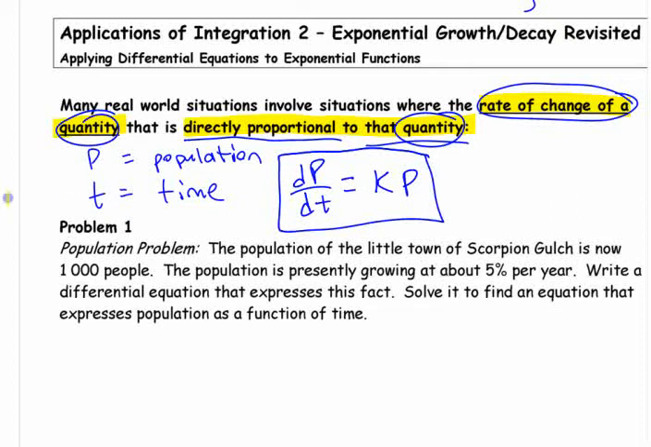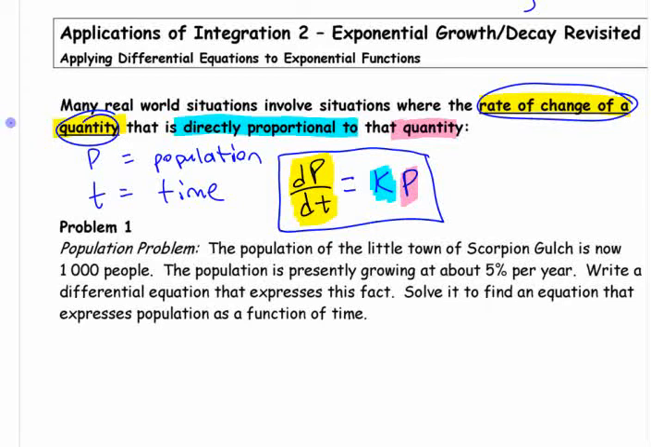The rate of change of a quantity, maybe let's color code it here. This is the rate of change of that quantity we're talking about. Directly proportional to, some multiple of this other thing, right? That quantity, which is that, right?